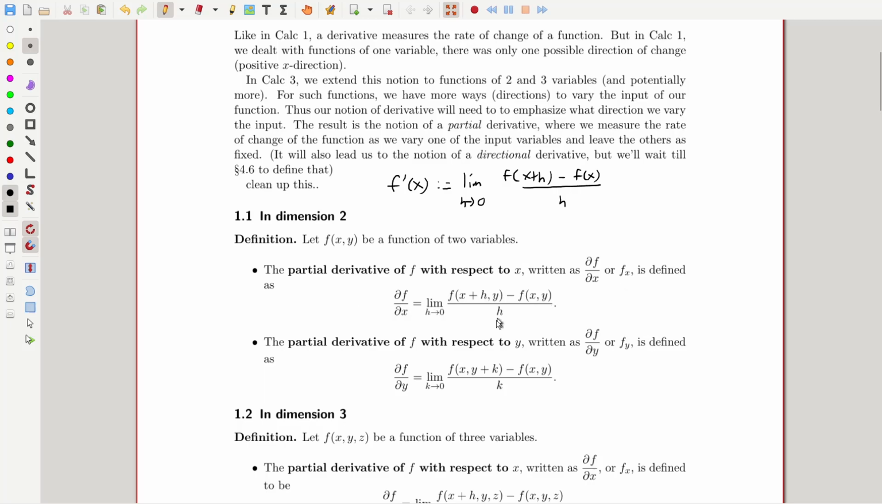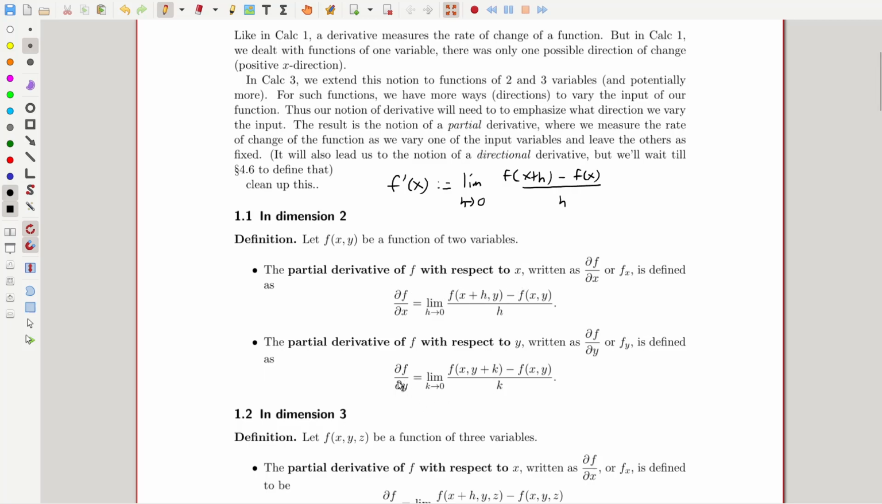Okay, so look at this definition. Here we're saying that the function f is a function of 2 variables, x and y, and for the derivative with respect to x, we adjust the x by a small quantity h, and we take the difference. Then we divide by h, and we take the limit, which is the same as the difference quotient from Calc 1, except we only vary the x component for the partial derivative with respect to x.